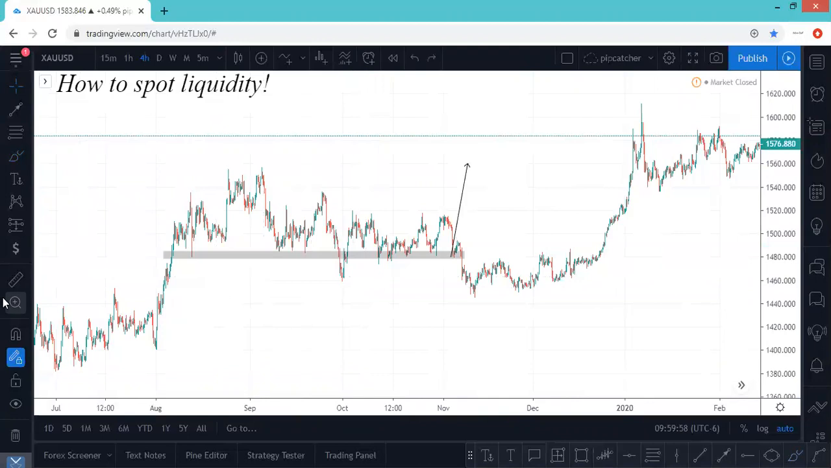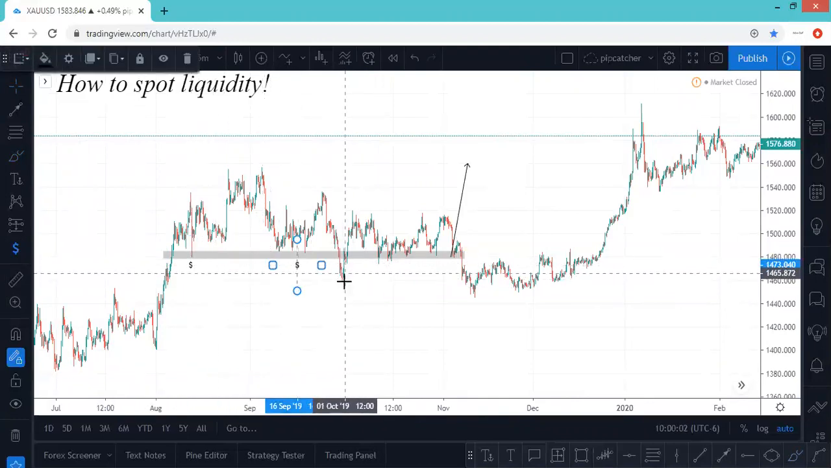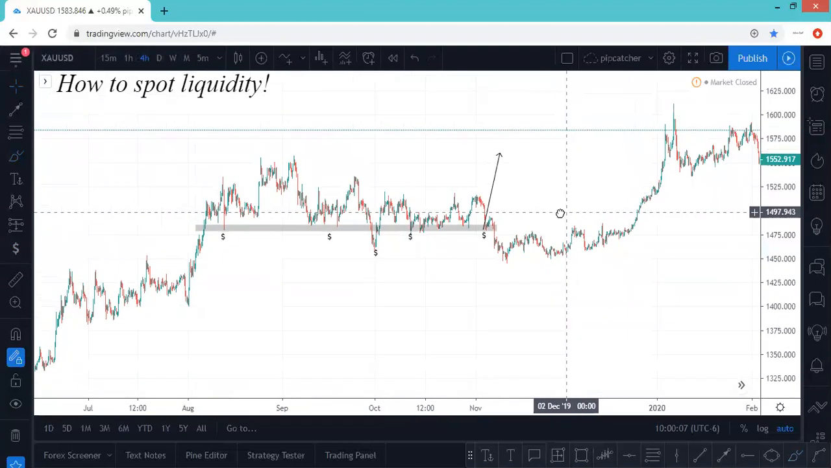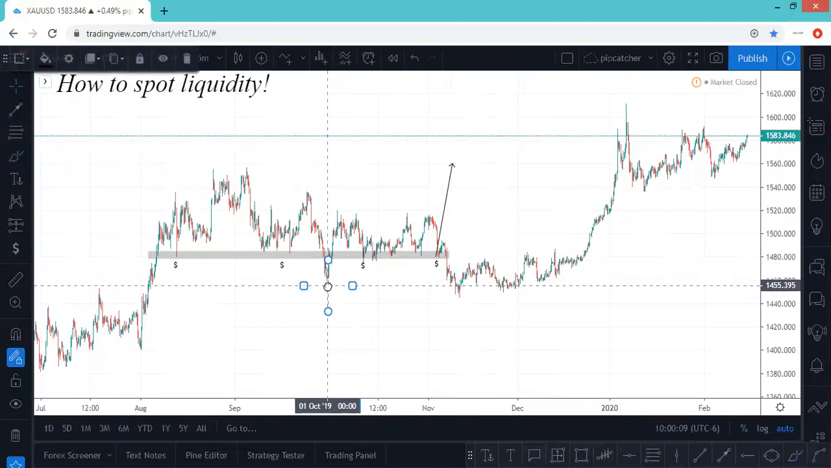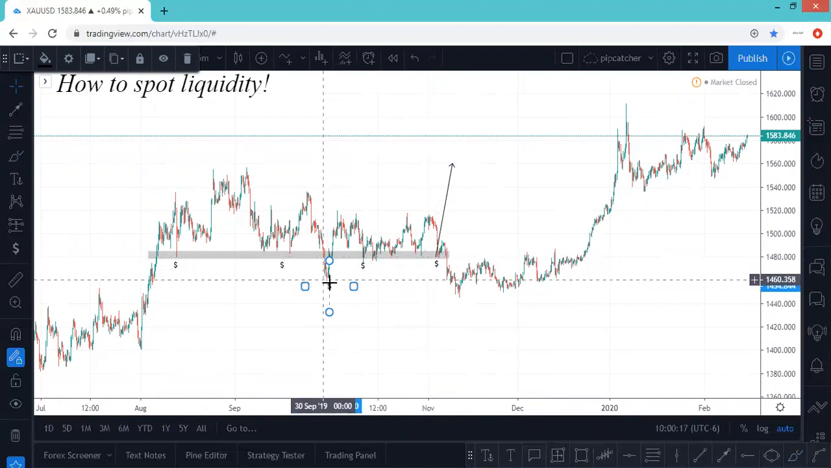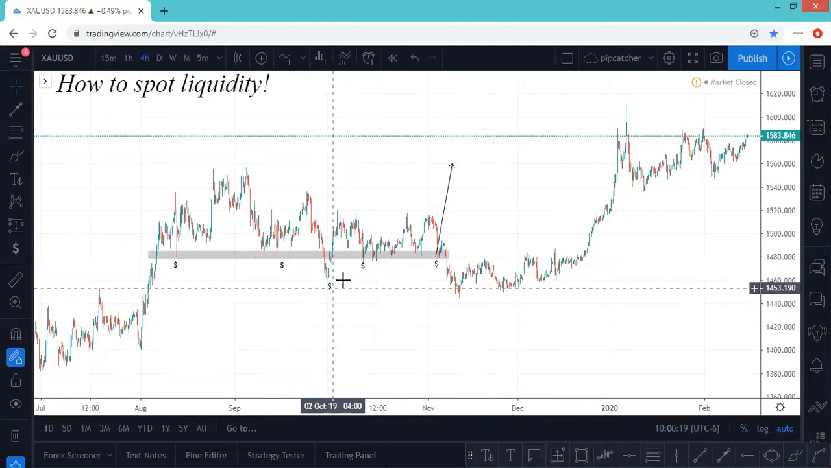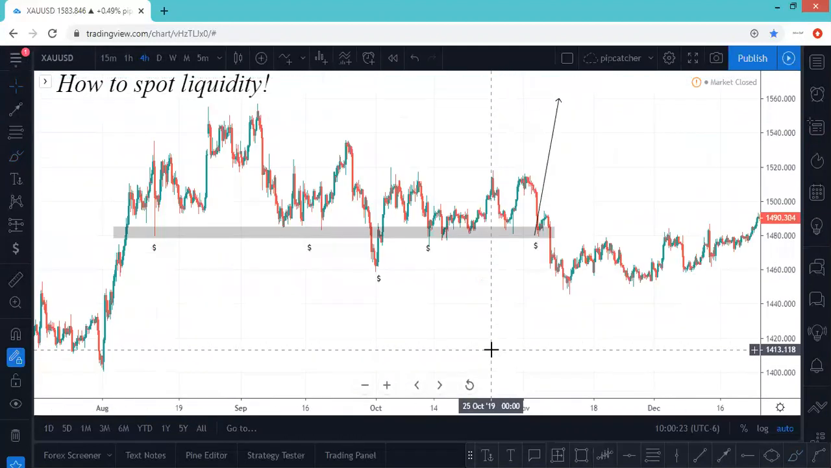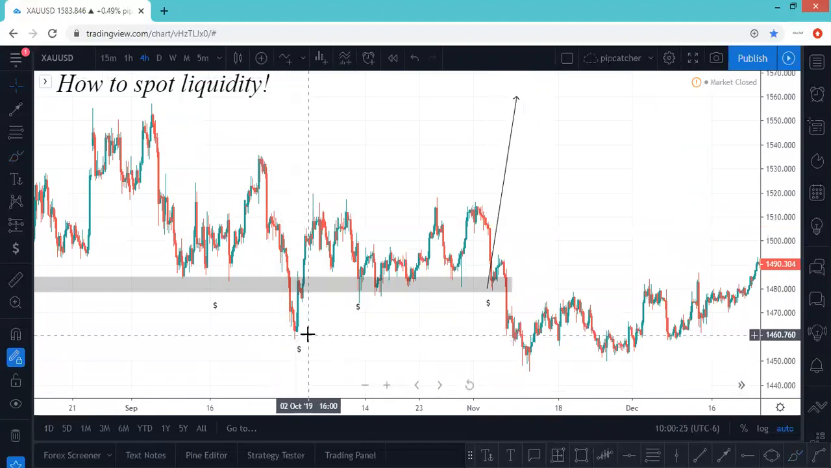Why did it do that, right? Well, imagine if people were buying here, buying here, buying here, buying here, right? And imagine if their stop losses were set under this low. If they were buying on these two right sides right here, imagine if they put their stop loss under this point of liquidity right here.